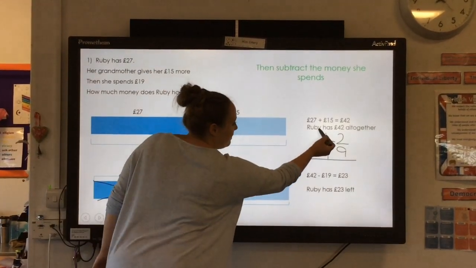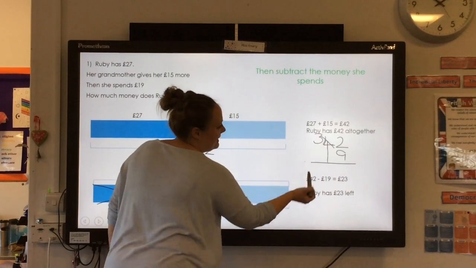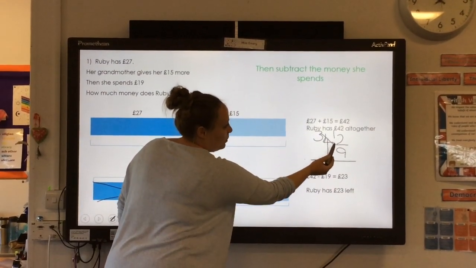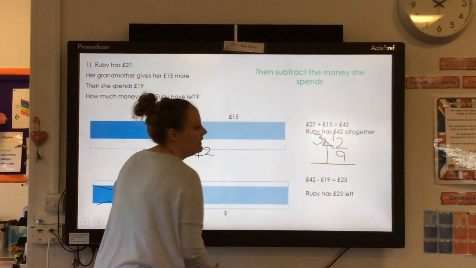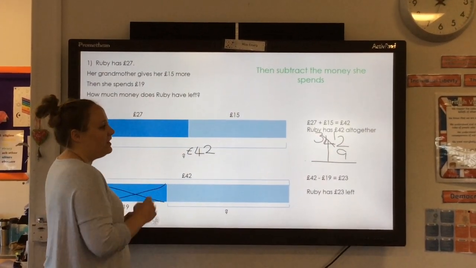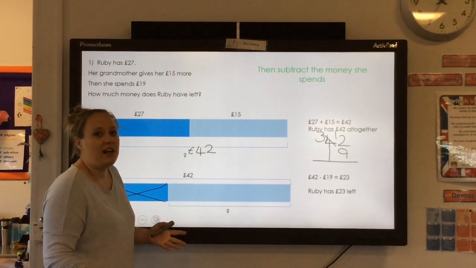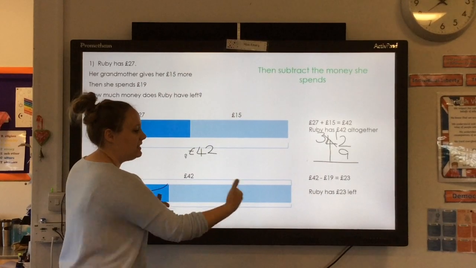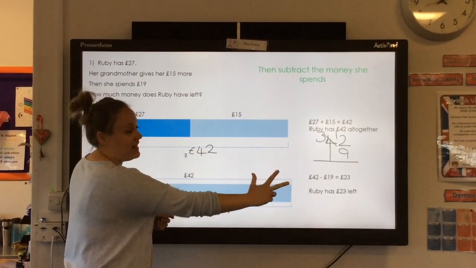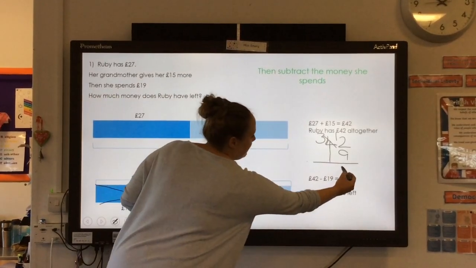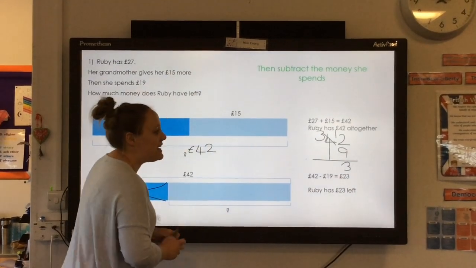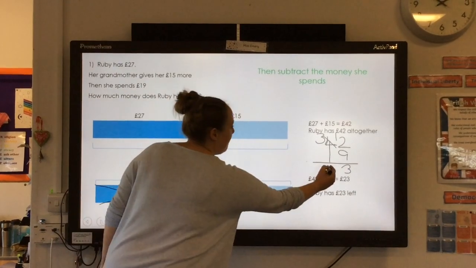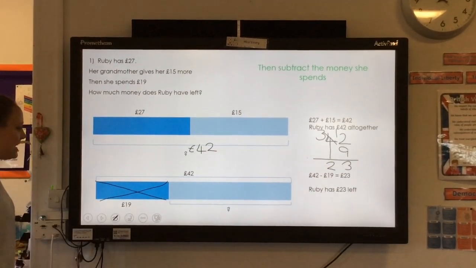So you need to turn 4 tens to 3 tens and put your 1 ten over here. Now you've got 1 ten and 2 ones, which gives you 12 ones. Now you can do that. 12 ones take away 9 ones gives us, oh, if you don't know, count on. 9, 10, 11, 12. The difference is 3. So 12 take away 9 is 3. You've then got 3 tens, you're taking away 1 ten, 3 take away 1 is 2. So she has £23 left.